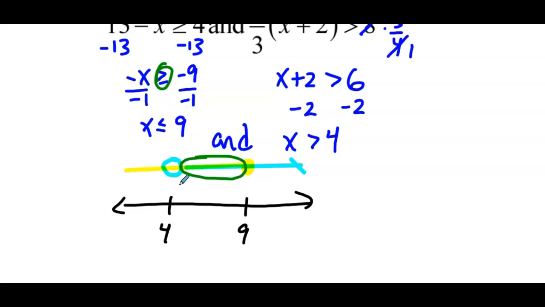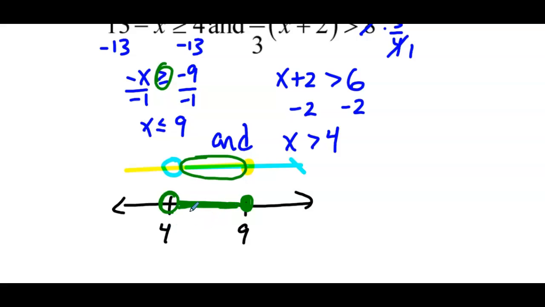I'll actually use the green marker. Now notice, not green here, so it stays an open circle at 4. It's green on the closed point, so closed point at 9. And then our shading, the values that make these inequalities true are right in between.